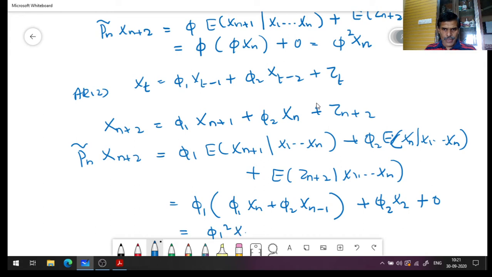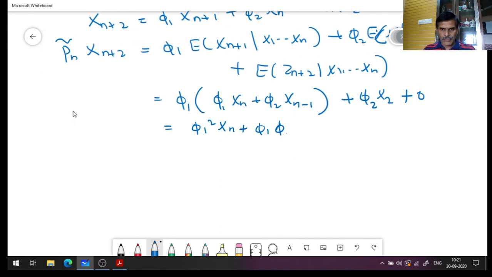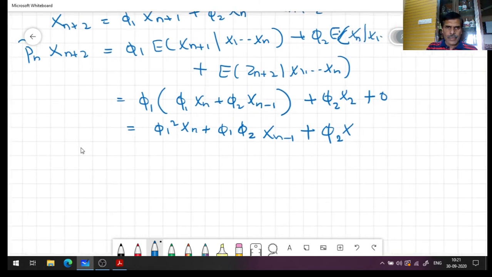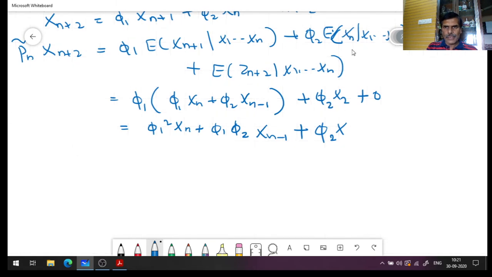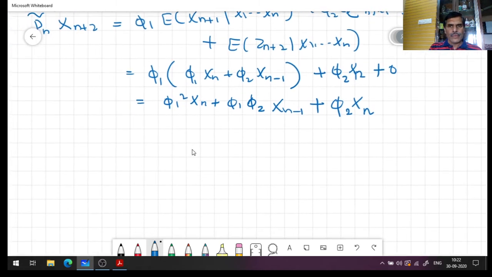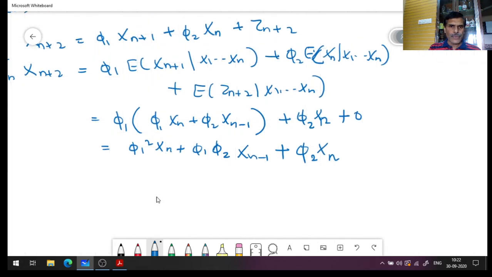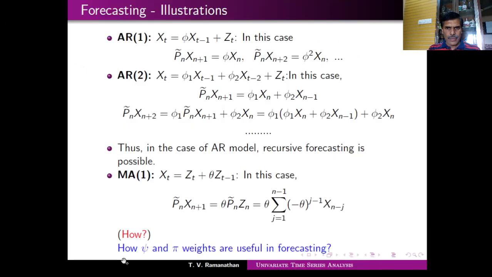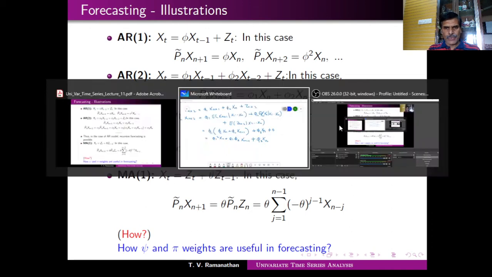So what do you get as the answer in this case? It's phi_1 squared X_n, phi_1 phi_2 X_{n-1}, plus phi_2 X_n. This is not X_2, this is actually X_n, sorry. So you will be able to see phi_1 squared plus phi_2 times X_n, plus phi_1 phi_2 X_{n-1}. That's what I have.